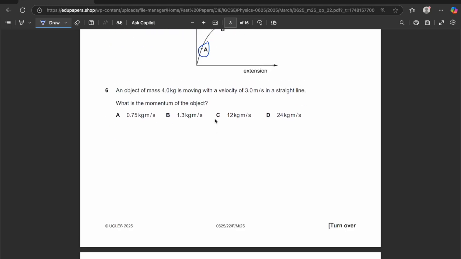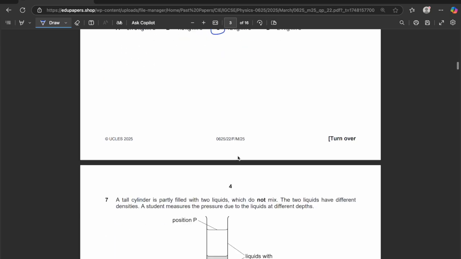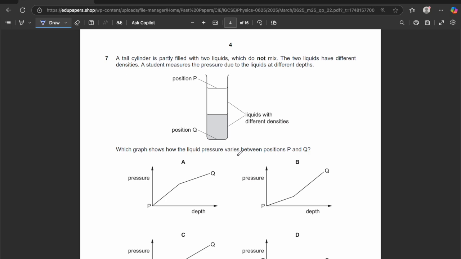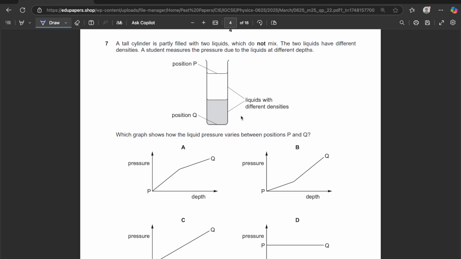6. An object of mass 4 kilograms is moving with a velocity of 3 meters per second in a straight line. What is the momentum of the object? It's just mass into velocity, and you get 12 kilograms meter per second. C.